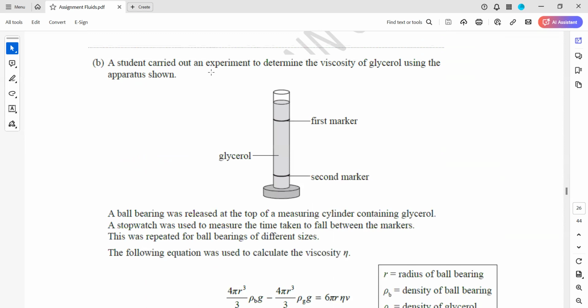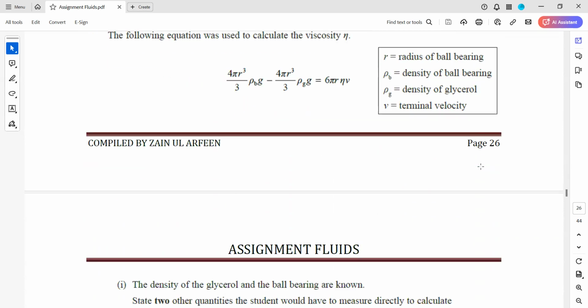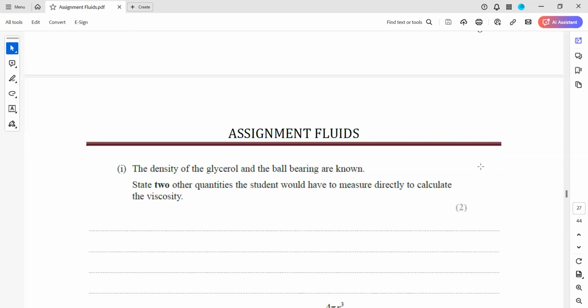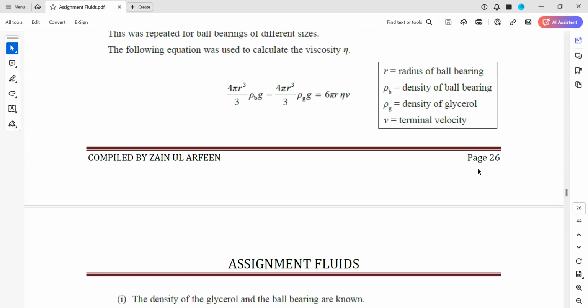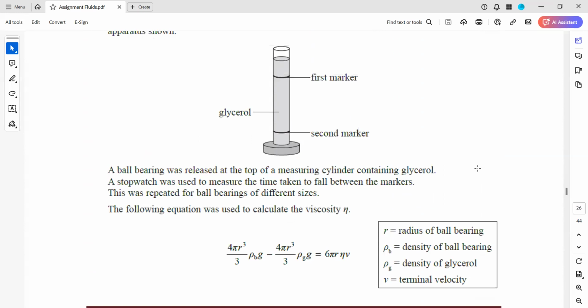Then the apparatus is there. A student carried out an experiment to work out the viscosity. This is the same thing we just discussed about how to work it out. The density of the glycerol and the ball bearing are known. State two quantities that would have to be measured directly to calculate the viscosity. So the density of glycerol and the density of the ball bearing are known. What are the other two quantities which we need to do this experiment?